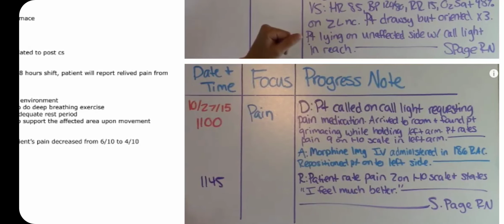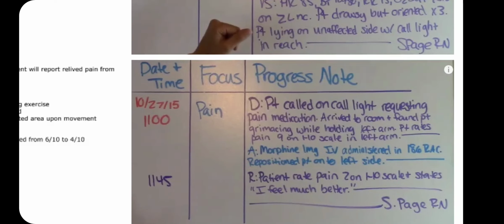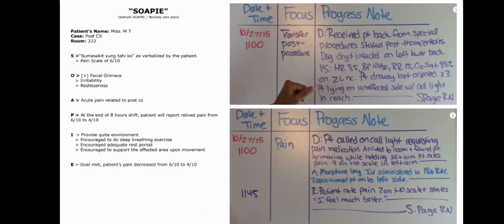Okay, we have here pain. So, patient called call light, requesting pain medication, arrived to room. So, yan yung data. And then the action, morphine given. Okay, repositioned patient on the left side. And then the response, patient rates pain 1 to 10, states, I feel much better. So, ayan, sa sign niya sa baba, kailangan may naka-signature na tama yung documented mo na progress note.